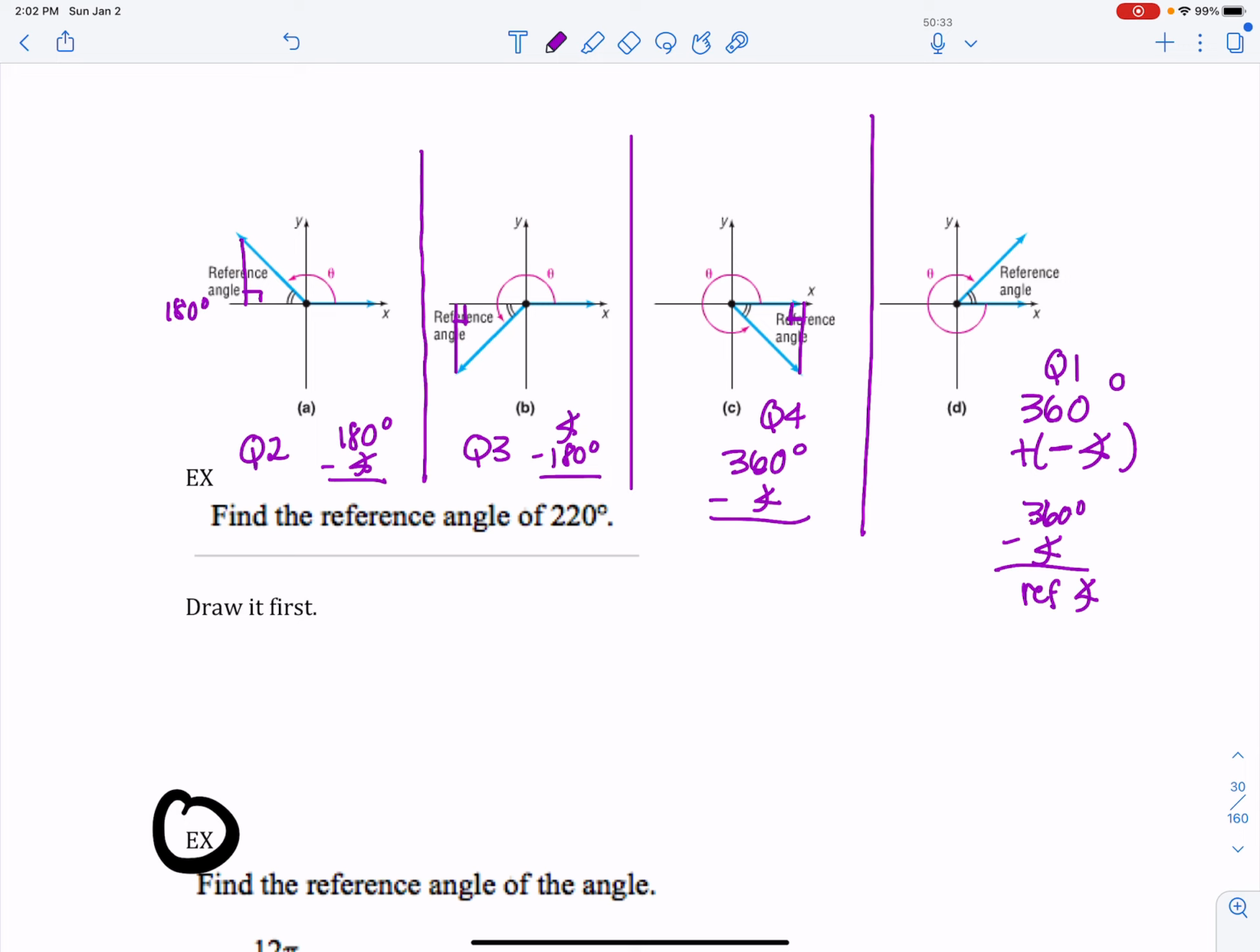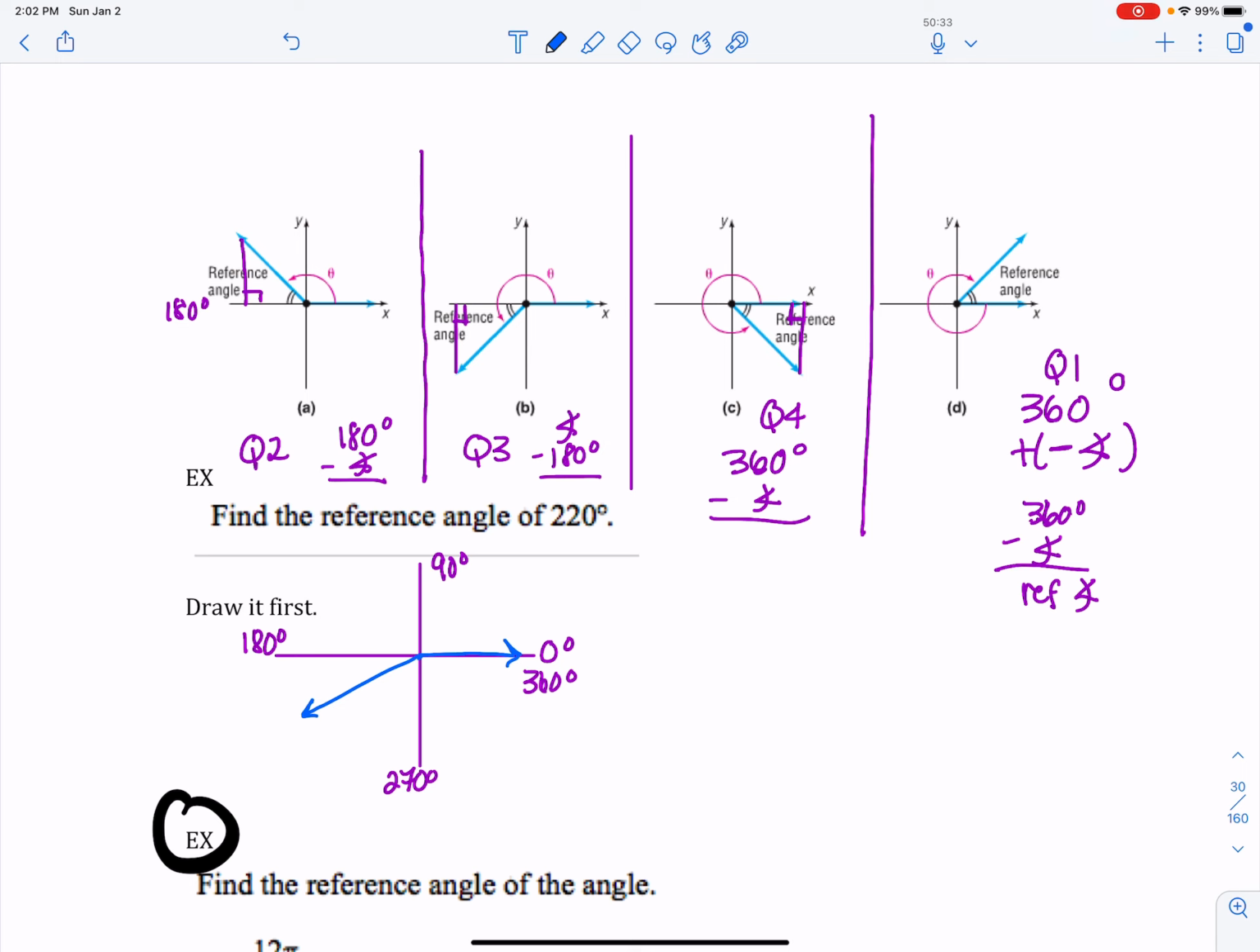So let's look at this next example. It says find the reference angle of 220 degrees. The first thing I would do is figure out where you are. So if you draw it out, you will see you have 0 degrees here, 90 degrees here, 180 degrees here, 270, and then up to 360 again. So 220 is going to be an angle in quadrant 3.